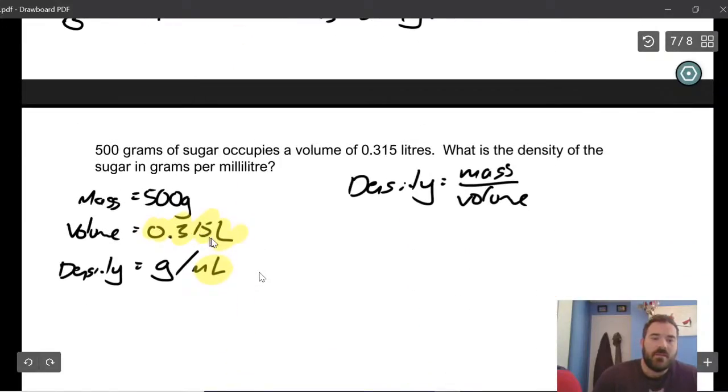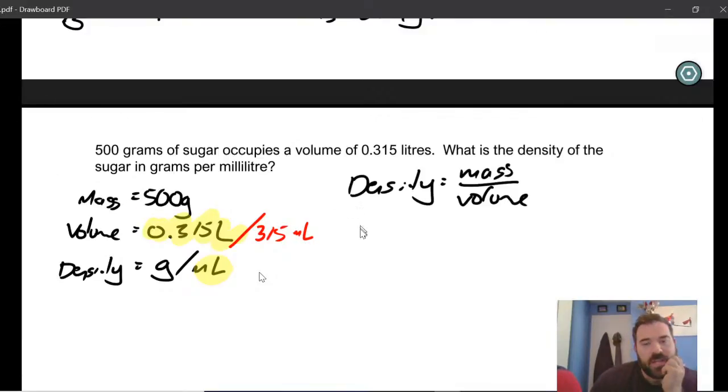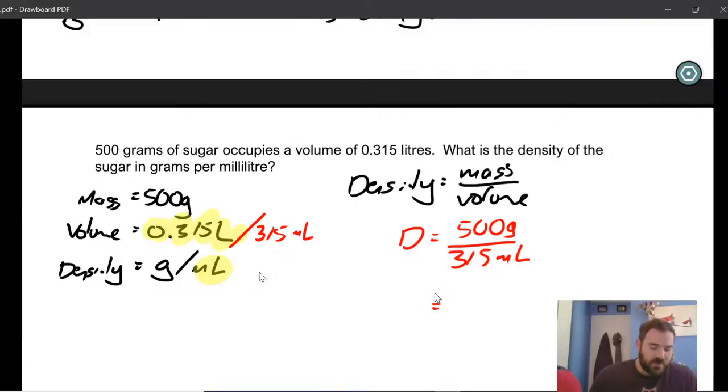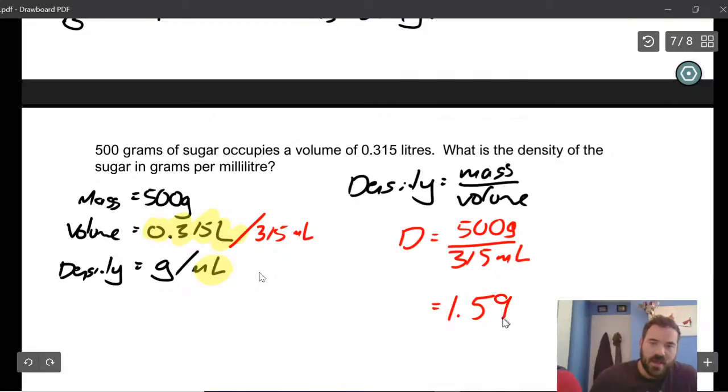All right, so we know that the volume is either 0.315 liters or 315 milliliters. Now I have enough information, I can plug it into my equation. We're just going to call density D, is equal to the mass, 500 grams, and the volume is 315 milliliters. Now it's just a matter of doing that division. What is my density in grams per milliliter? 500 divided by 315 is equal to 1.59 rounded grams per milliliter.